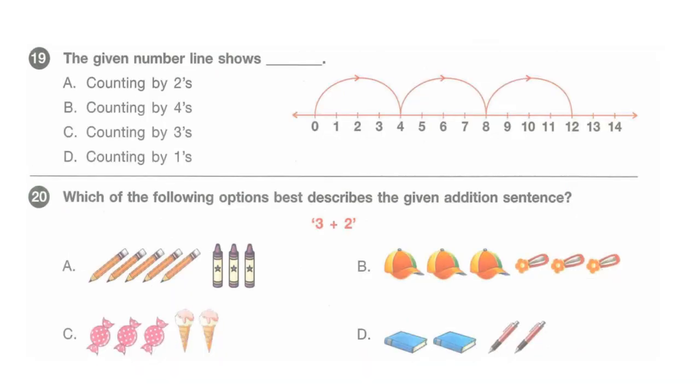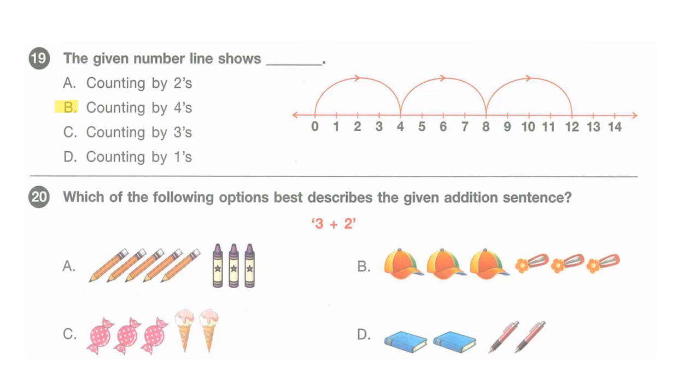Question number 19. The given number line shows dash. A. Counting by twos. B. Counting by fours. C. Counting by threes. D. Counting by ones. The number line shows that from 0 it jumps to 4, 4 to 8, 8 to 12. That is counting by fours. Answer is option B.